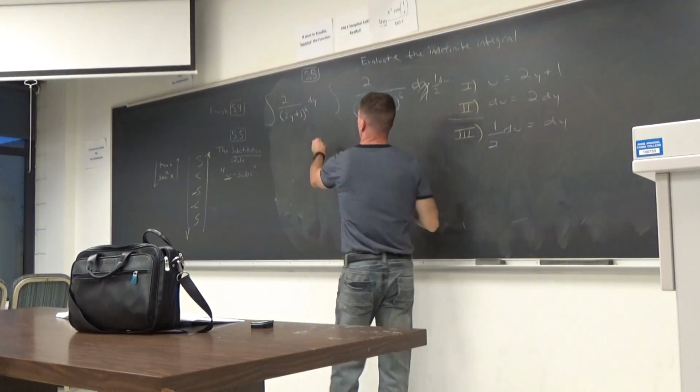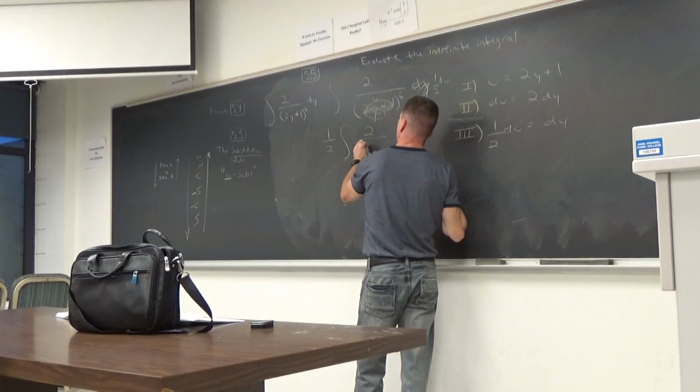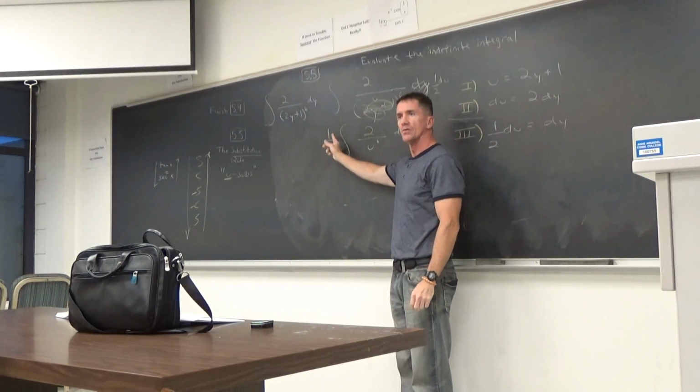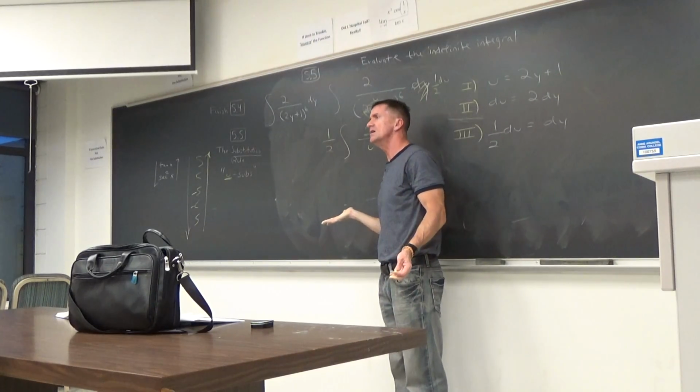In front. Alright, 1/2 in front. This 2 is sitting up here in the numerator, and I've got a u to the 6 down in the bottom. And then I got a du, right? Now, I think you all know this. What's 1/2 times a 2? 1. So shouldn't we do that right away?